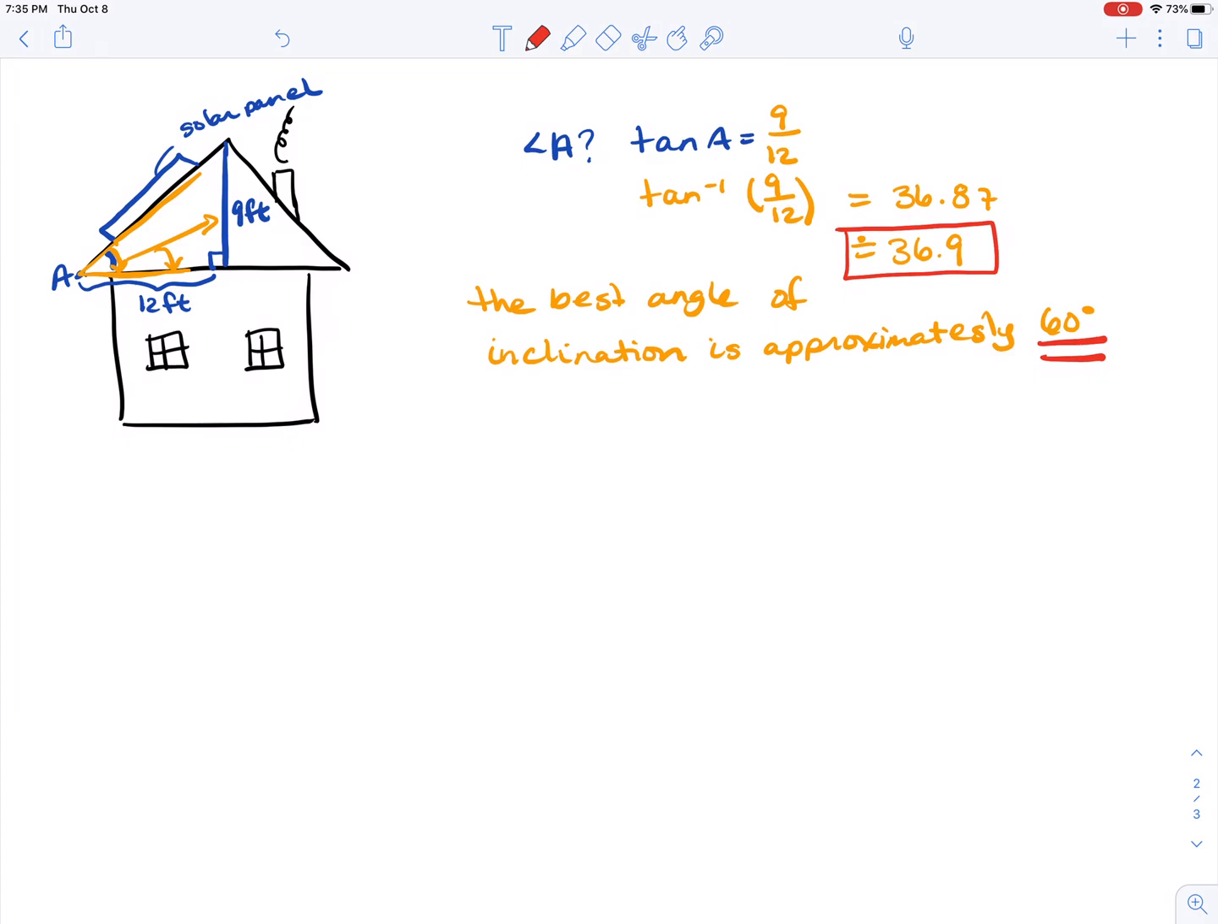I'd probably want to construct something off to the side that holds my solar panel at the 60-degree angle. So I'd probably have to put in a nice little post to support it and then angle it that way, which would be somewhat a pain because then I have to run wires. But that's an aside. So we can use the tangent ratio to find the angle of inclination. And that is the point of that story.